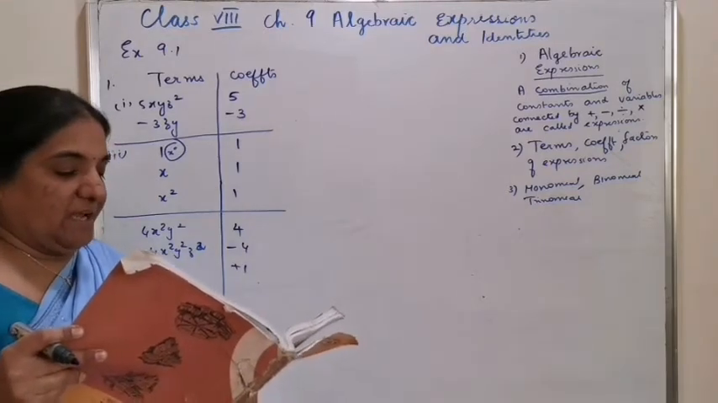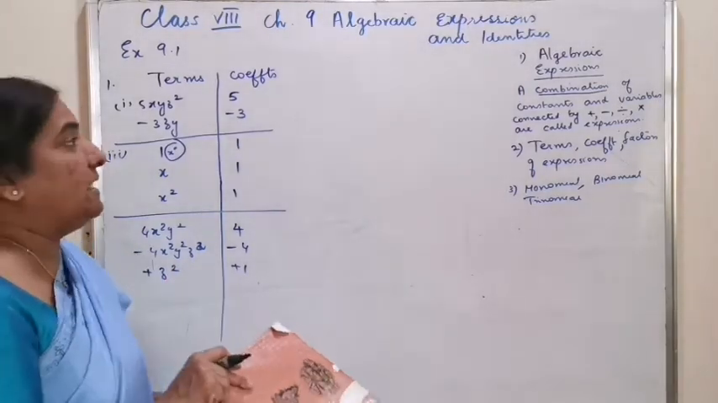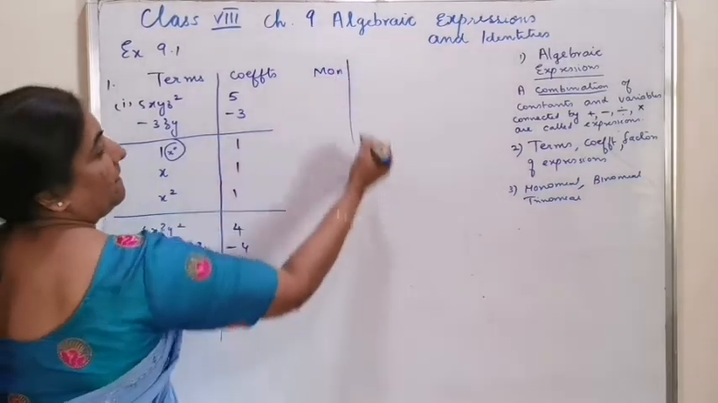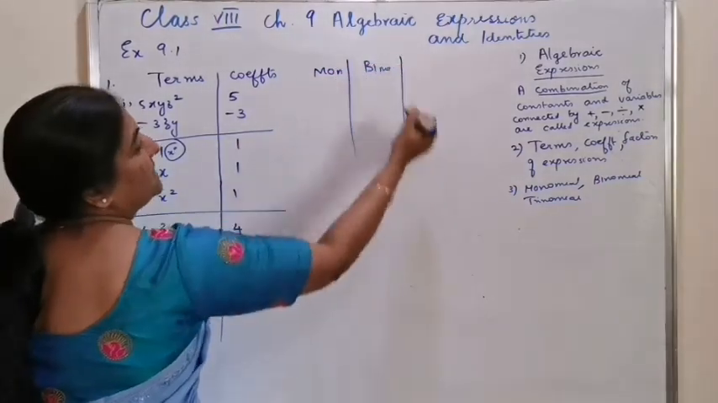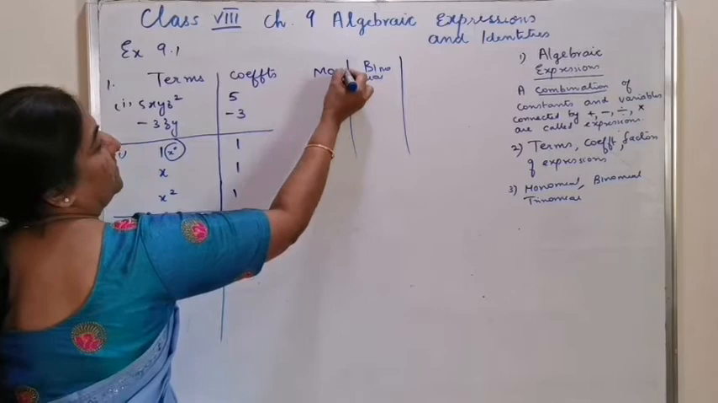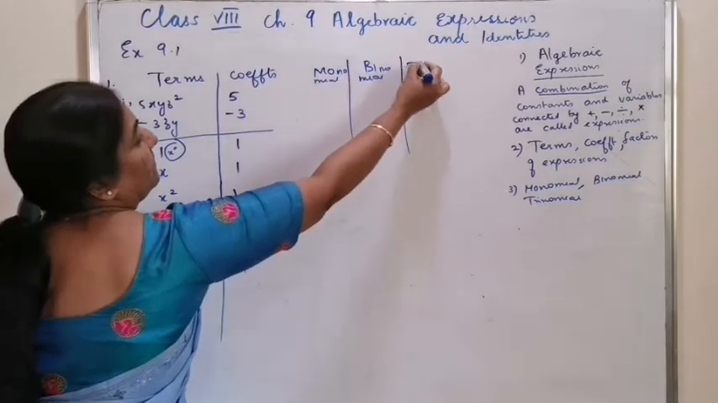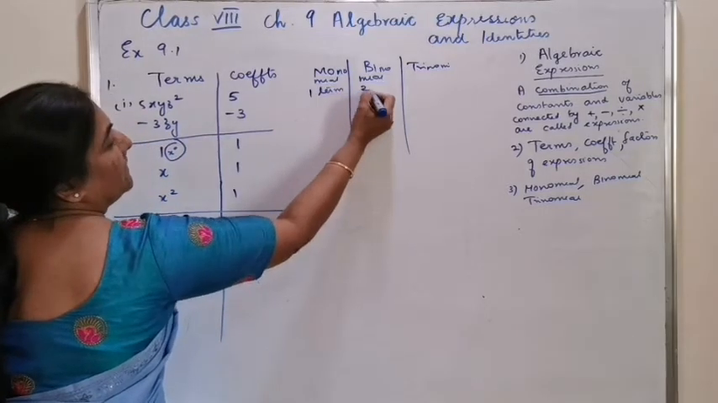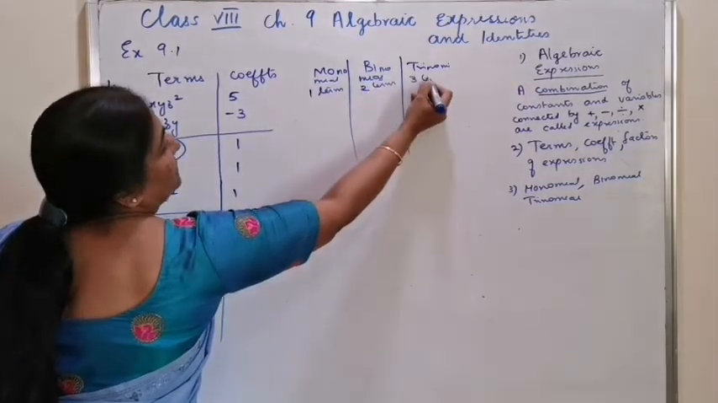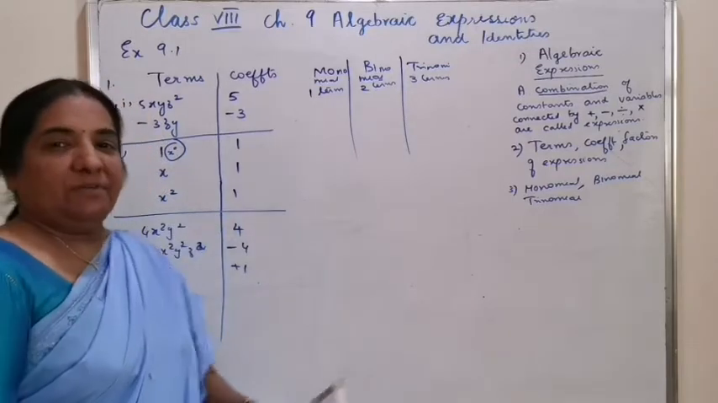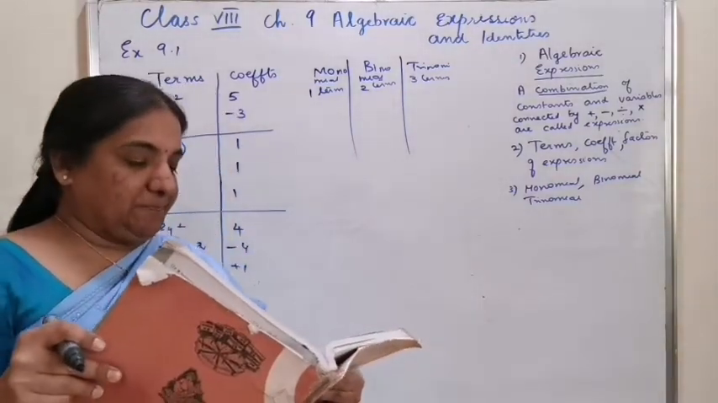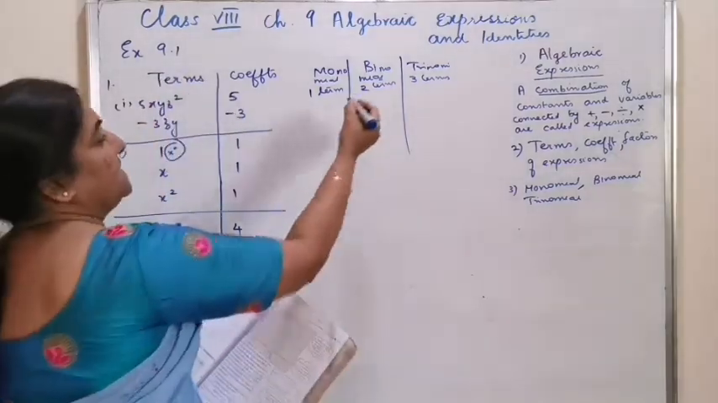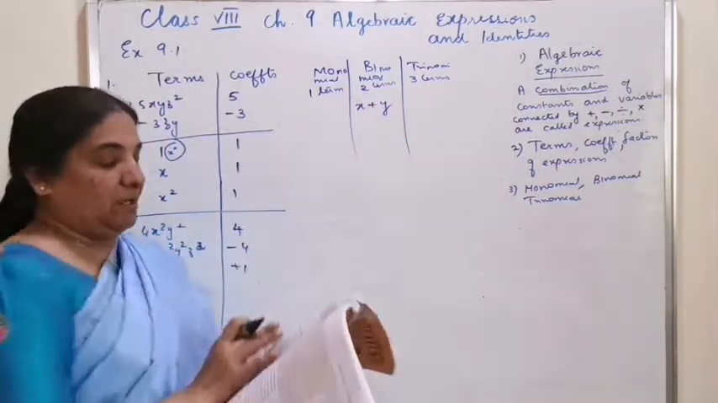Number 2, classify as monomial, binomial and trinomial. Monomial will have 1 term, binomial 2 terms and trinomial 3 terms. We will do 1 or 2. X plus y. That means it has 2 terms, so it is a binomial.